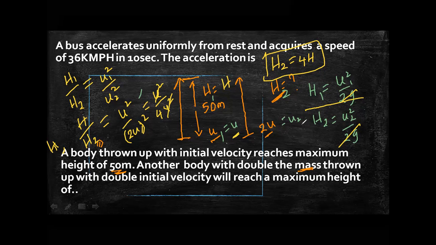Oh, did they give the height? If they give height h equals 50, so how much is h2? 4 into 50, that's 200. Okay? Pranav, did you understand? Yes, sir. So 50 is given when the velocity was u. When the velocity is doubled, then it becomes 4 into 50.